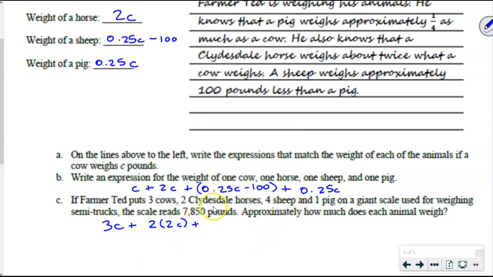So when we have 4 sheep, that's 4 times the weight of a sheep, which is 0.25c minus 100. I'm not pre-simplifying it, I'm writing it down exactly as I'm seeing it in the story. And lastly, 1 pig, you could, if you wanted to be really clear, say 1 times 0.25c. That much I don't need to see, because when it's just 0.25c, I know that's the same as 1 of those. This is not an equation yet. This is just adding up all of the weights.